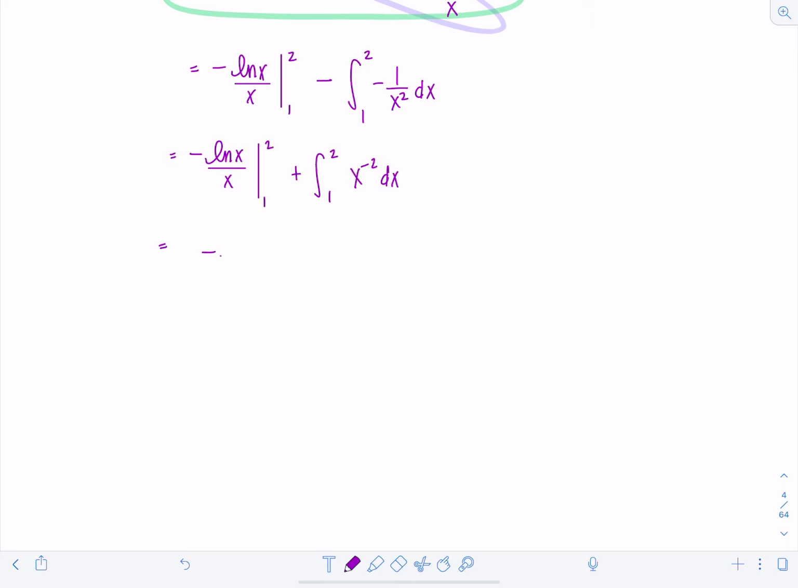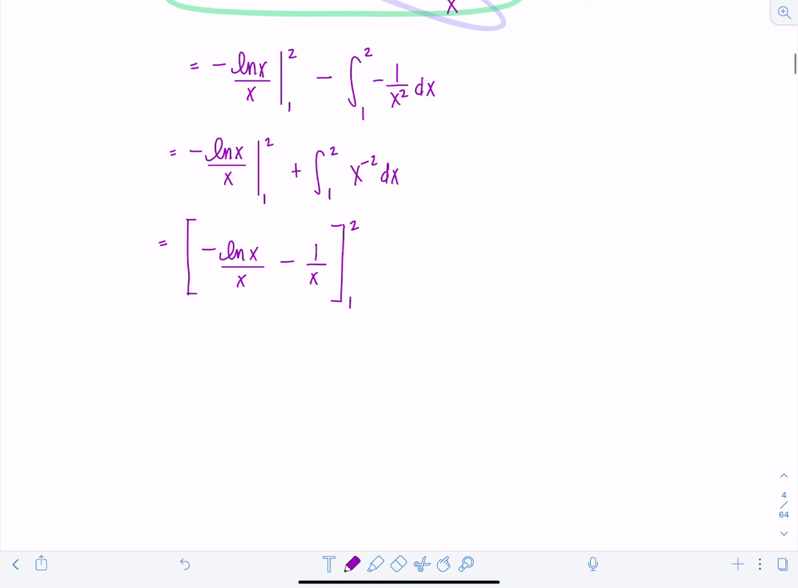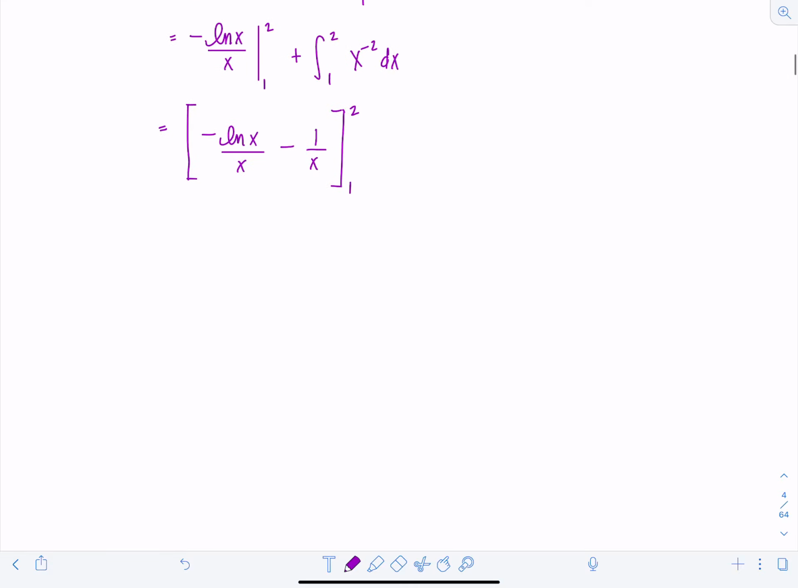So now I have negative ln of x over x. And then antiderivative of x to the negative second is going to be negative 1 over x. And now everything's anti-differentiated. So I'm going to evaluate all of it at the limits of integration, which were from 1 to 2. Do you see how slick that is? Then everything's on the same level. It's taking place at the same point. Good. So here we go.